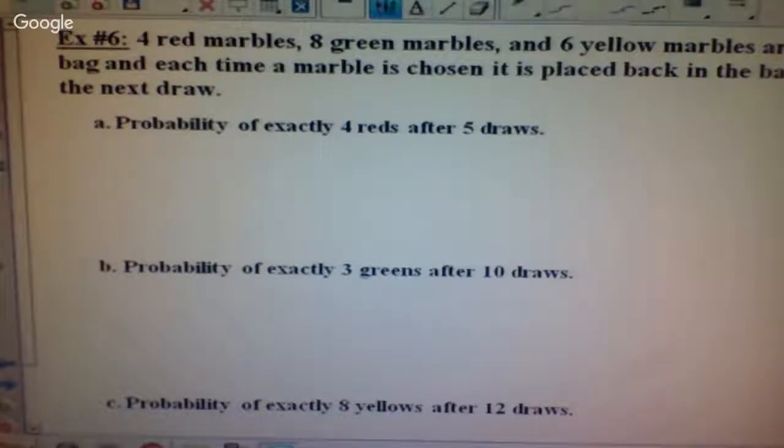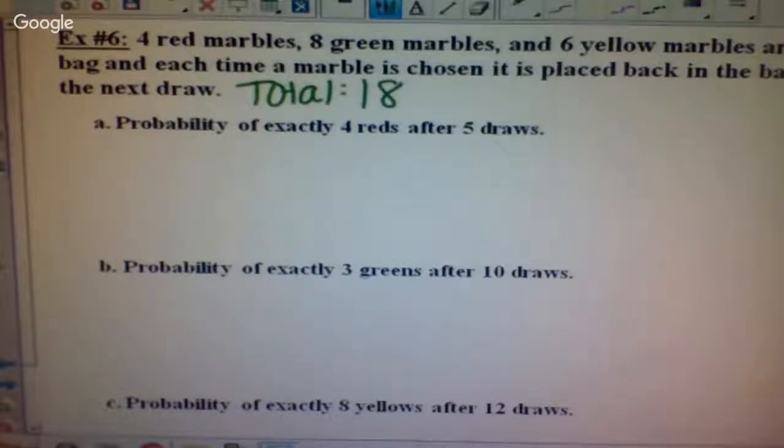Okay, example 6. I've got 4 red, 8 green, 6 yellow marbles in a bag, and each time a marble is drawn, it's placed back into the bag for the next draw. Before you can even do probability, you need to know the total amount of marbles in your bag. 18 total.